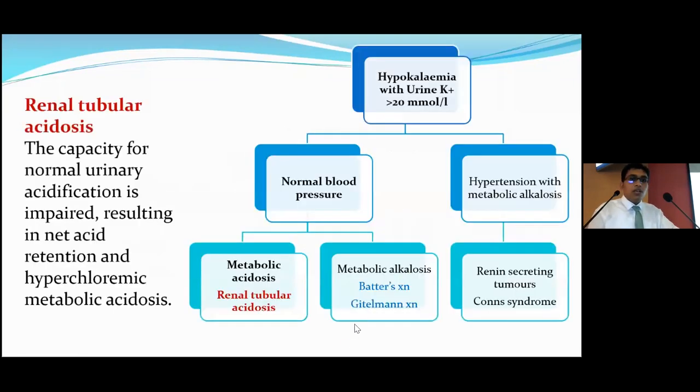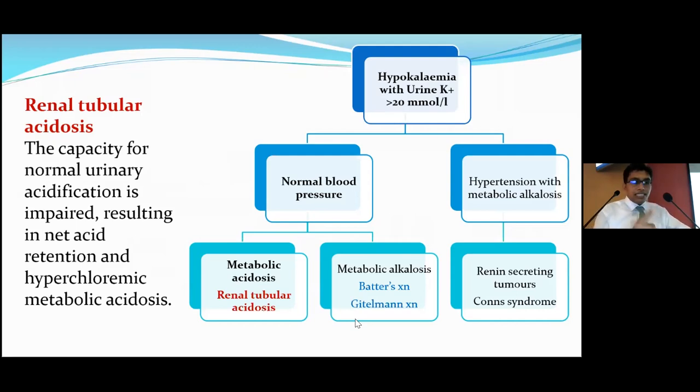Next, we will have a look at how we are evaluating this kind of hypokalemic patient in our ward and clinical setting. Hypokalemia can be due to redistribution as well as pseudo-hypokalemia, but these patients have increased urinary potassium excretion, as suggested by a spot urinary potassium of more than 20 millimoles per liter. These two patients had normal blood pressure, and in the blood, the pH and bicarbonate level were low. Therefore, they have metabolic acidosis.